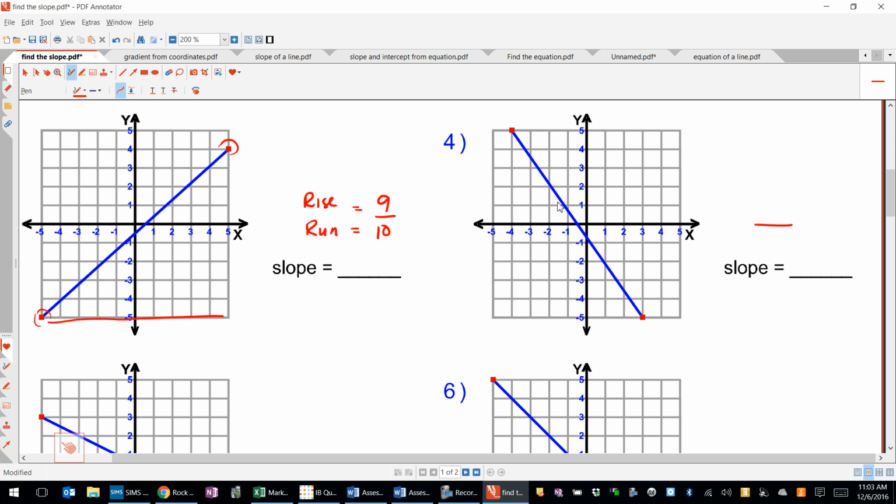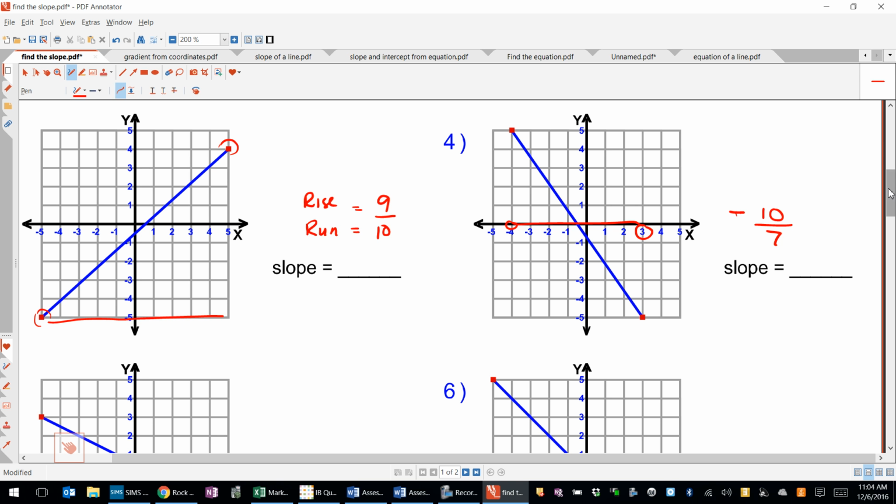What do I know? If it's going this way, it must be a negative answer. So I'm going to put a negative. So many people forget the negative. So I go from 5 down to -5. So I know it's -10. That's the drop. And then the run goes from -4 through to 3, which makes 7. So it's -10 over 7. Does that simplify? Nope.